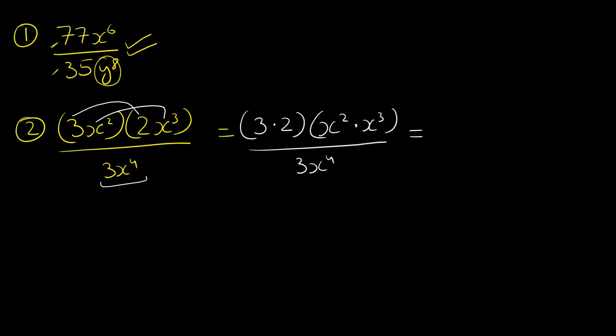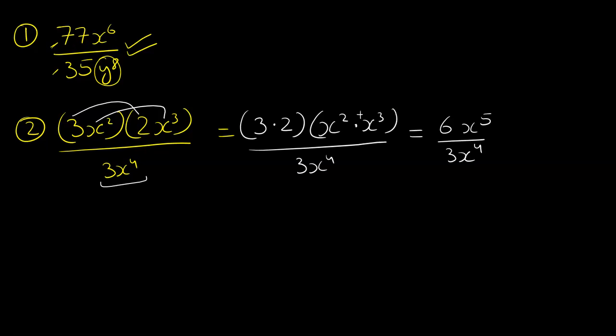Now we can solve it. 3 times 2 is 6 and x is 5. Remember, in multiplication we simply add these two together because the base is same, and 2 plus 3 is 5 over 3x to the power of 4.